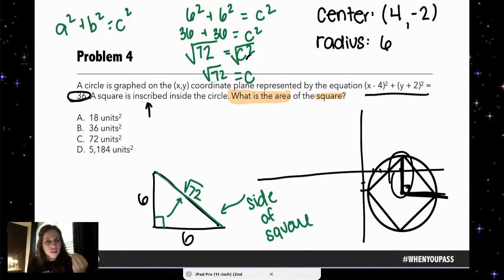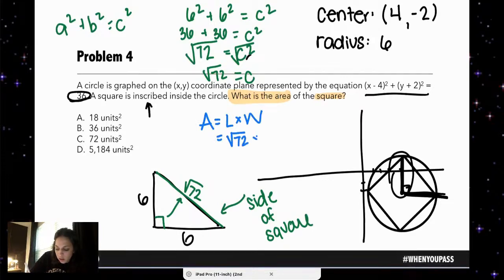Don't be afraid of a square root because area equals, I'm going to change colors to kind of differentiate, area equals length times width. So the length of my square is the square root of 72. The width of my square is the square root of 72. And what did we talk about when we multiply a square root times itself? It equals itself. So my answer is C.